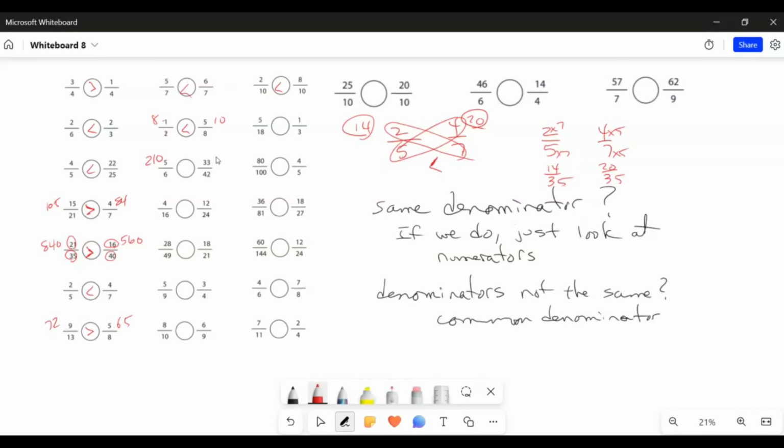Okay, correct. It's 198. And so 210 is bigger. So 5/6 is bigger than 33/42.